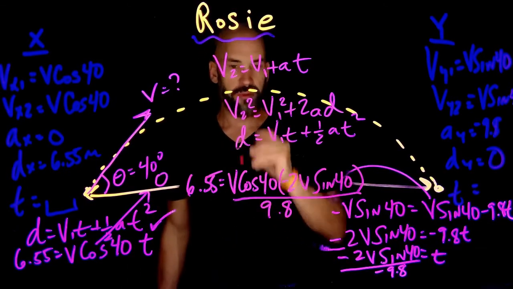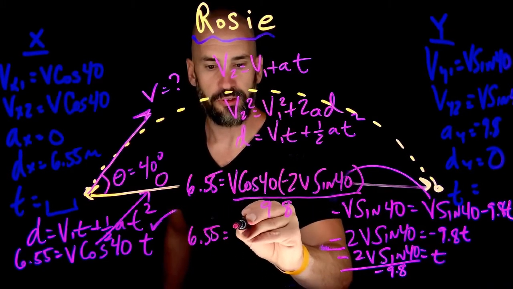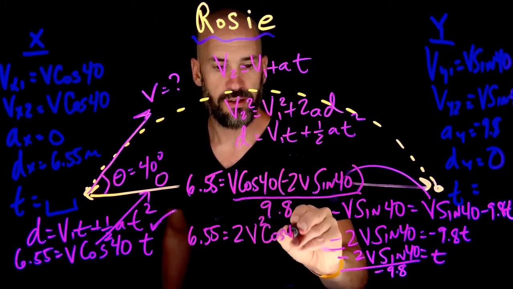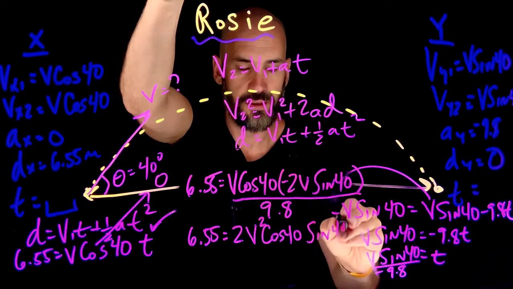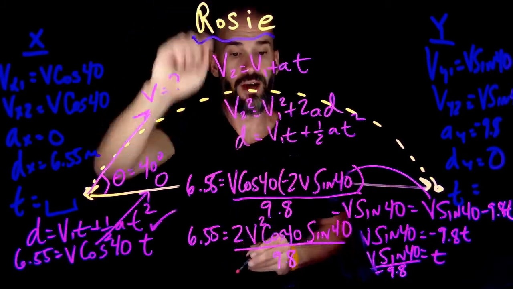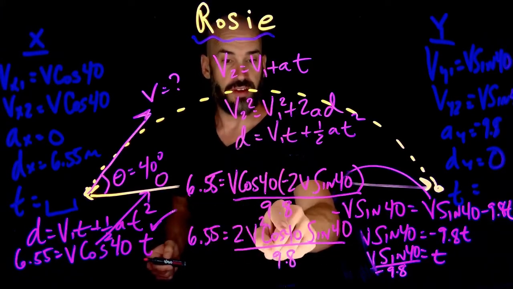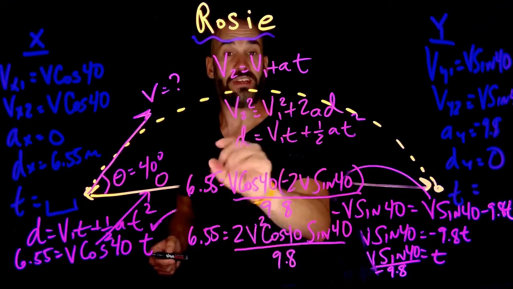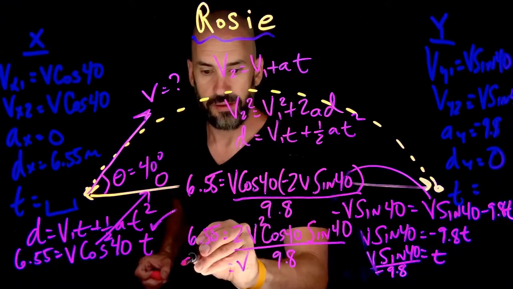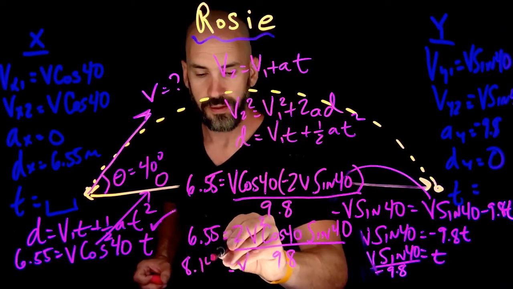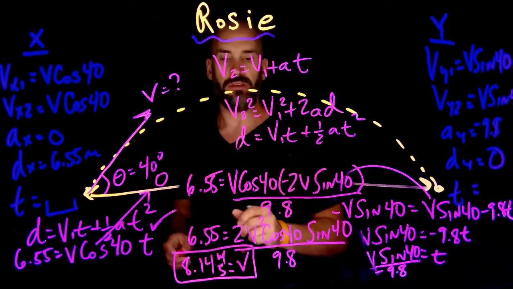Okay, let's clean that up a little bit. There's two v's here, so this is v squared. So it would be 6.55 equals 2v squared cos 40 sine 40 over 9.8. Cos 40 sine 40, you could just put in your calculator. Multiply both sides by 9.8, divide by 2, divide by cos 40, divide by sine 40. You get v squared, so you take the square root. And for the velocity of Rosie the Ribeter, I am getting 8.14 meters per second. So just solve this little equation here for v, and we should get 8.14 meters per second.